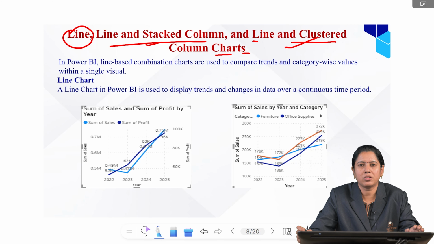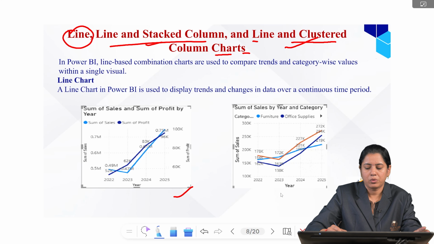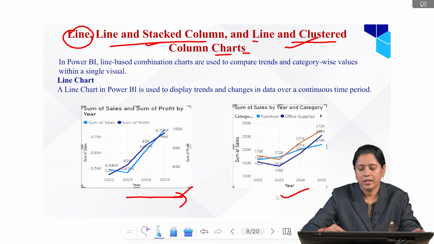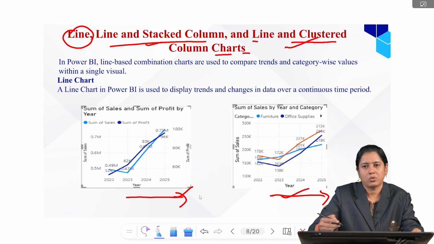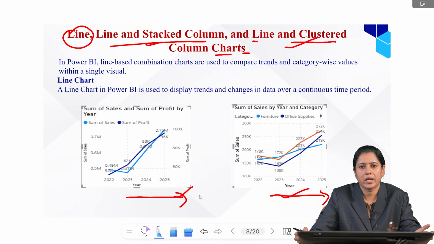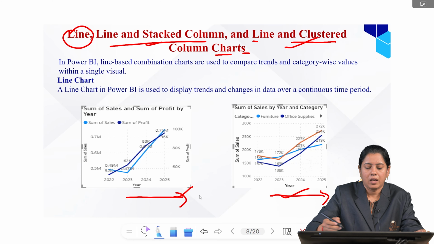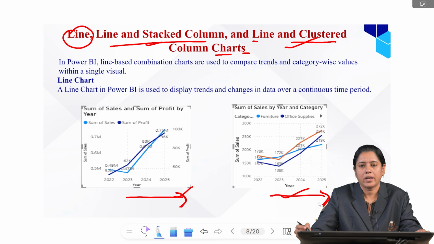Generally, a line chart is used to display trends over time. One mandatory variable required for the line chart is a date field. Observe here, I drew two line charts, which are actually multiple line charts, with multiple lines in the chart. Along the x-axis we have the year, which means we are using the date field. You can show it year-wise, month-wise, day-wise or quarter-wise. The date field is mandatory for the line chart.